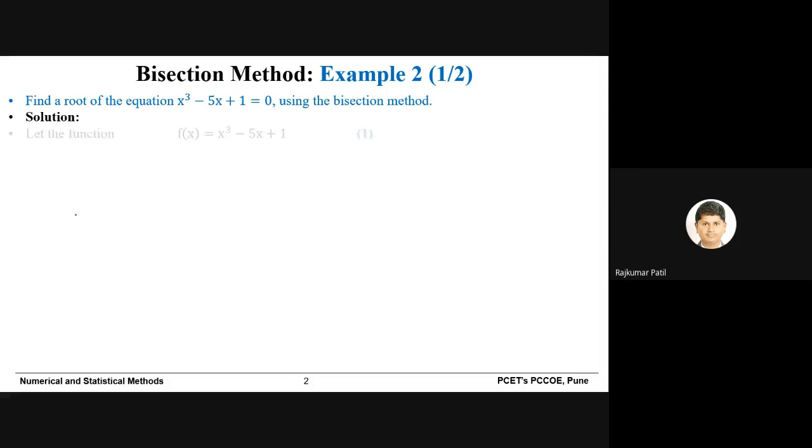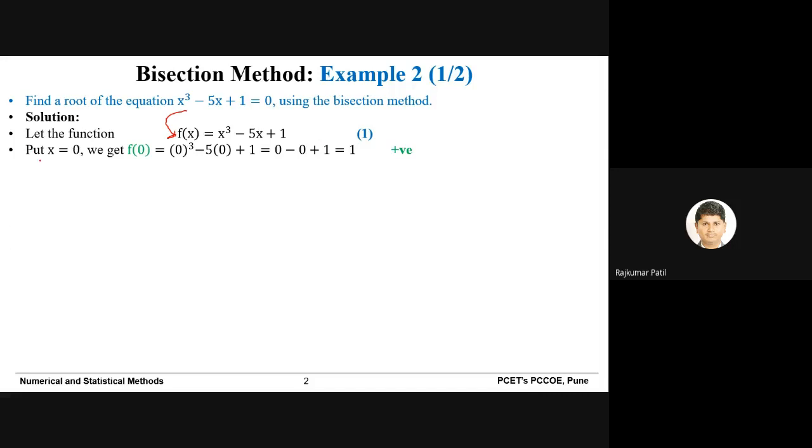So always the first step is to write the given equation as f of x is equal to x cube minus 5x plus 1. We will call it equation number 1. Then we need to find out two initial approximations such that the root lies between these two values.